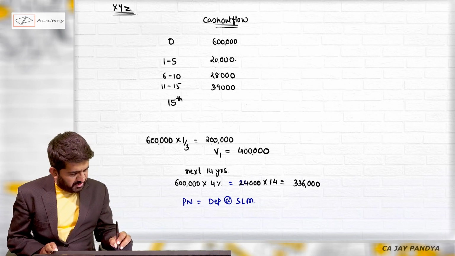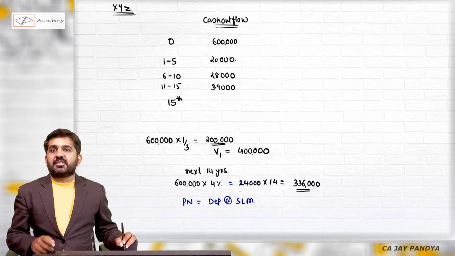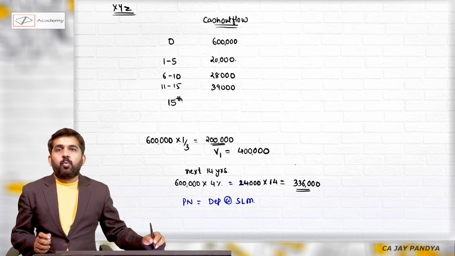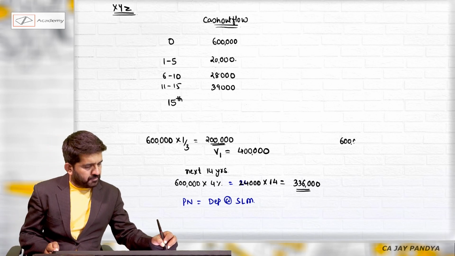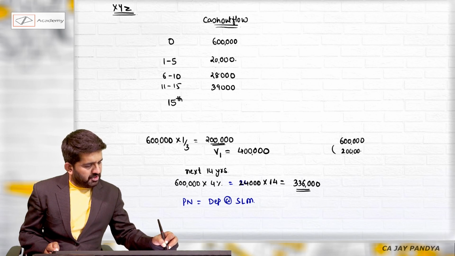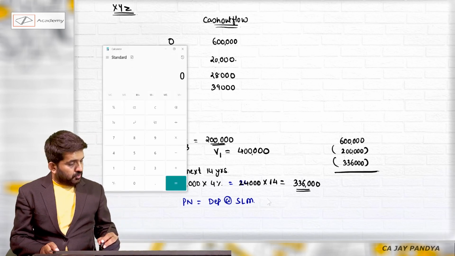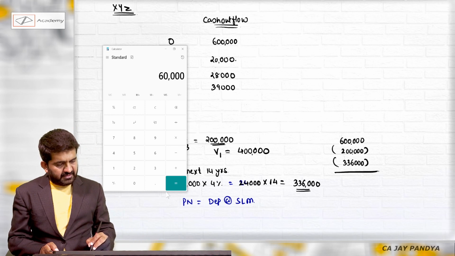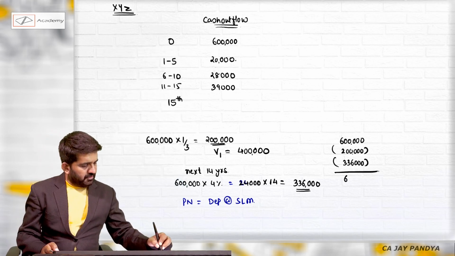What is depreciation in first year? 2 lakhs. What is depreciation in 14 years? 3,36,000. What will be scrap value at the end of the 15th year? What is cost price? 6 lakhs minus 2 lakhs was depreciation for first year and 3,36,000 was depreciation for remaining years. So total will be 6 lakhs minus 5,36,000, which is 64,000.